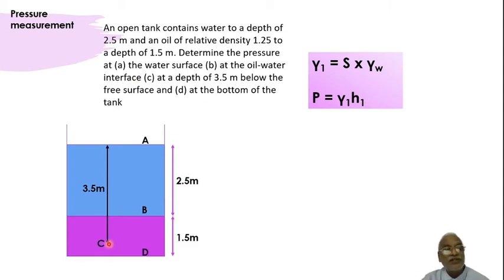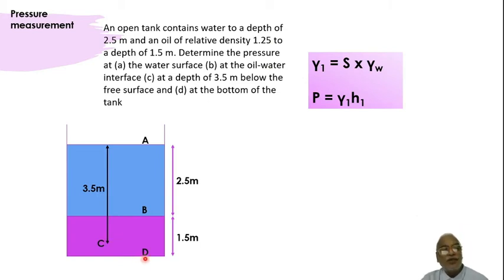Then at point C, if we want, this is already 2.5 meters, and the additional depth will be 1 meter. So when I write an expression for PC, I'll start from here, right, 0. Then I'll go in water for 2.5 meters. So 9.81 into 2.5 plus the unit weight of this liquid, which would be S into gamma W, 1.25 into gamma W, through a distance of 1 meter. That's equal to PC.